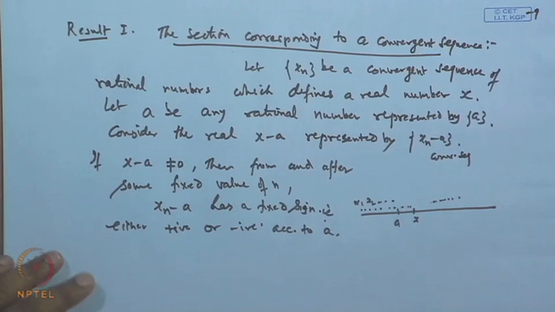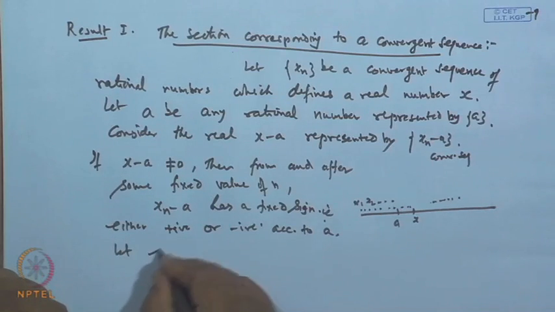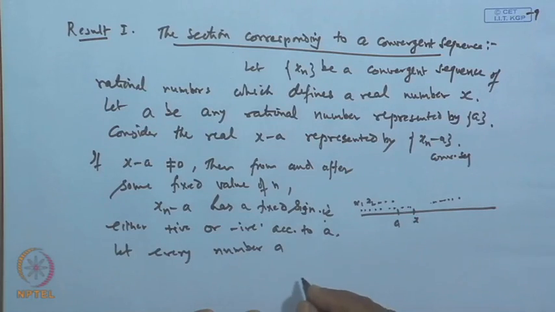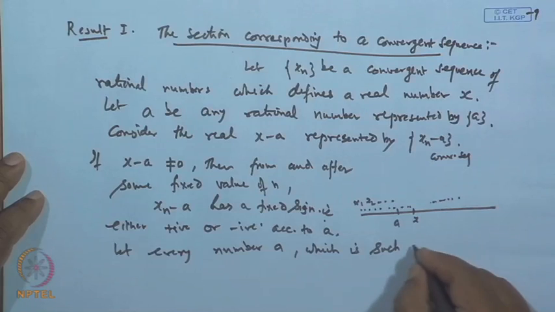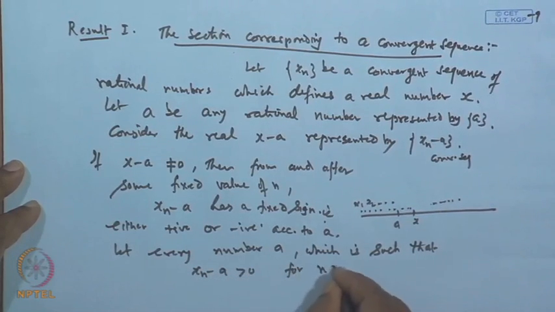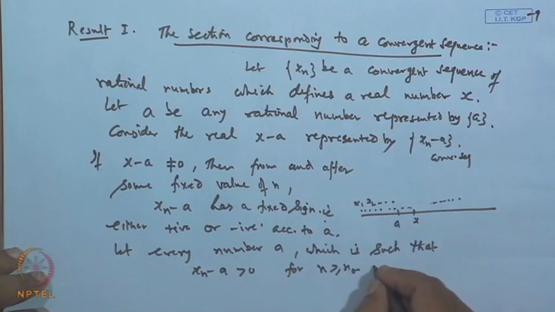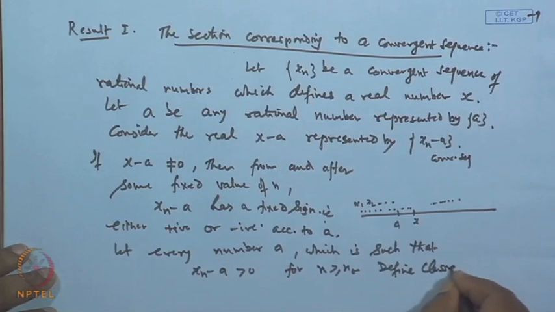Okay. Let us suppose every number a is such that x n minus a is positive for n greater than or equal to say n naught, that is, after a certain stage, for n greater than n naught. Now, let us define classes as follows.